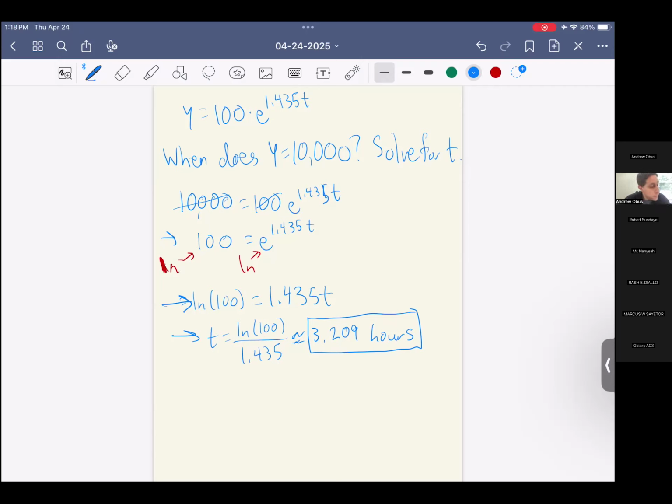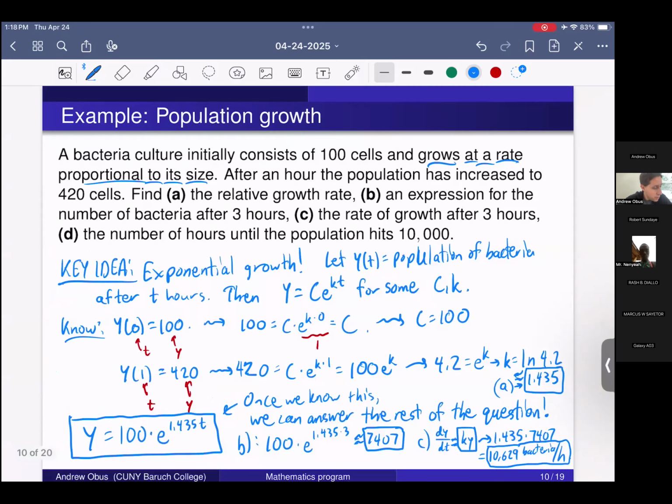Yes, Rush? The 4.2, that would be divided by the 100, right? Right, you mean over here, the starting point? Yes. So we divided by 100, right? So 420 equals 100 times e to the k. So we divide by 100 on both sides. That gives us 4.2 equals e to the k. And then when we take the logarithm, we get k equals natural log of 4.2. Thank you. You're welcome.